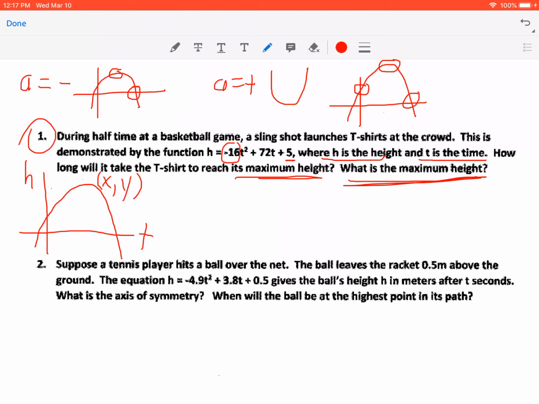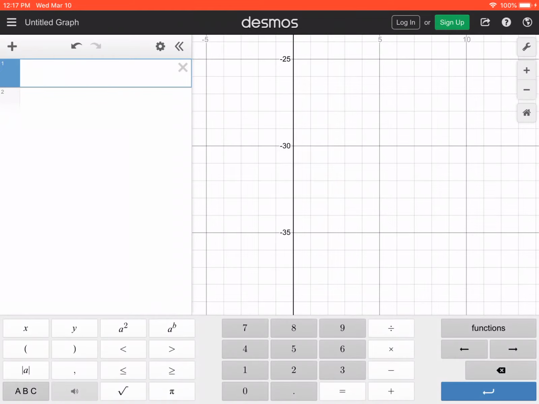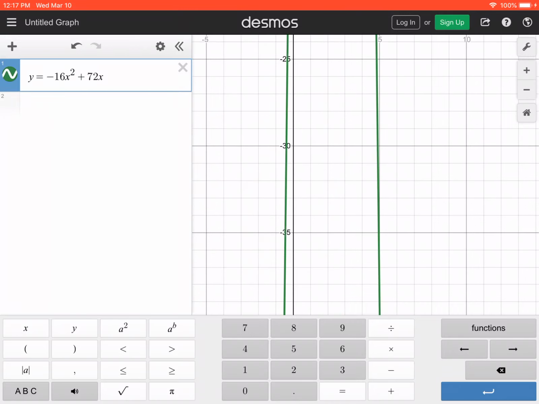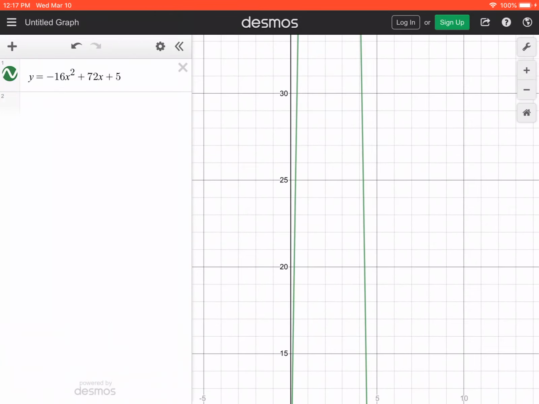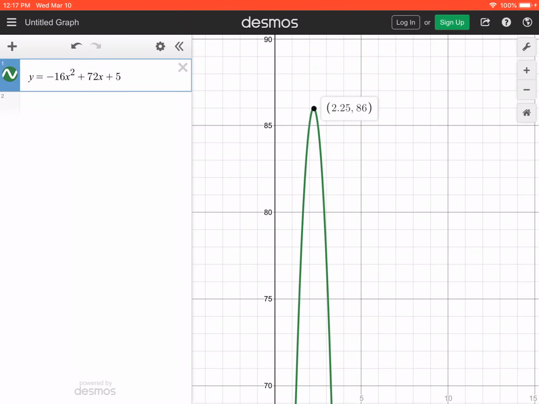So what I'm going to do is go to Desmos and type this in, so we can see what this looks like. Again, you don't have an H and a T button. You do have a Y and an X button. So Y equals negative 16 instead of T. We're going to do X squared plus 72X plus 5. And again, Desmos is kind of easy. You can just scroll till you get it. But what I was looking for was the time it takes for that t-shirt to reach its maximum height. That should be 2.25 seconds.